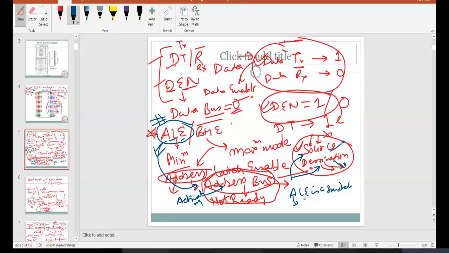Fine. So once this is off, you will not be able to access anything in the memory or inside the microprocessor. Fine. So it's just a switch which turns itself on to activate all the process.